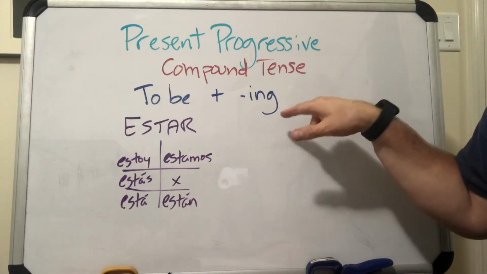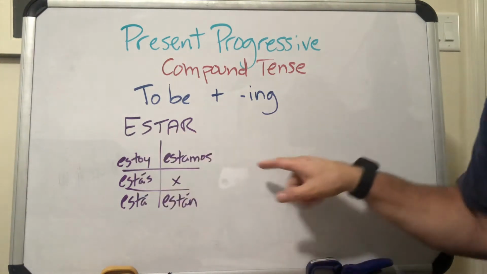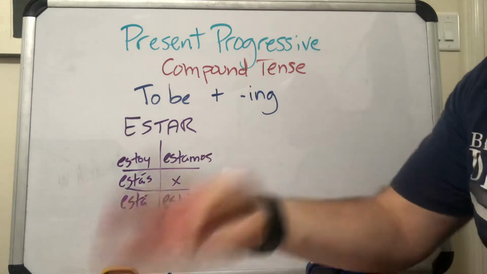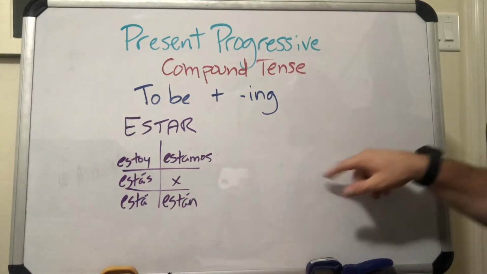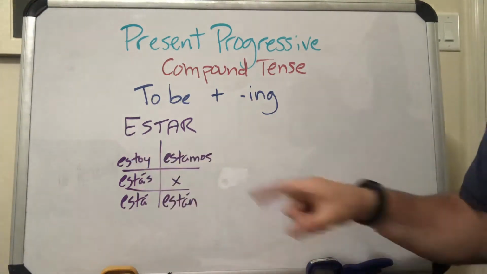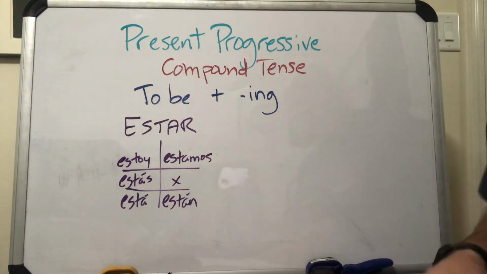And just like English, this ing won't change. So let's say I say, oh, he is running, and she is running, and they are running, and you are running. The running stays the same. That won't change. We'll just switch off from the forms of estar to talk about different people and that they are now doing it. Okay.